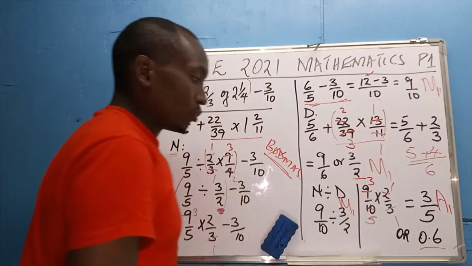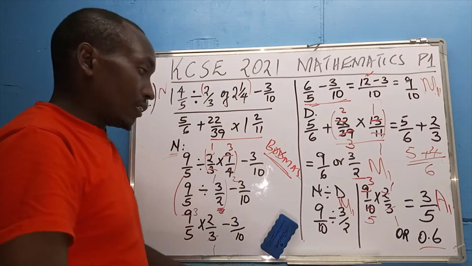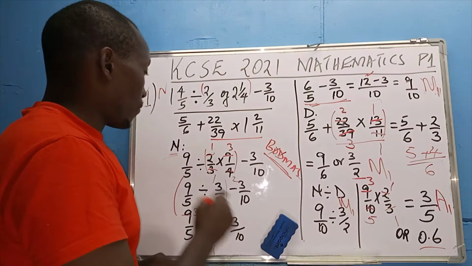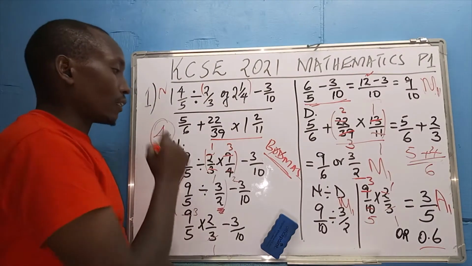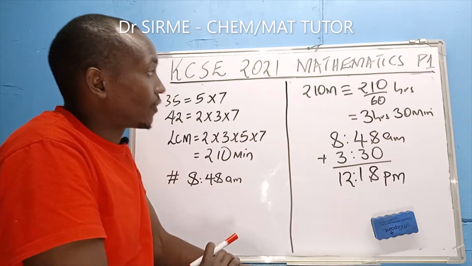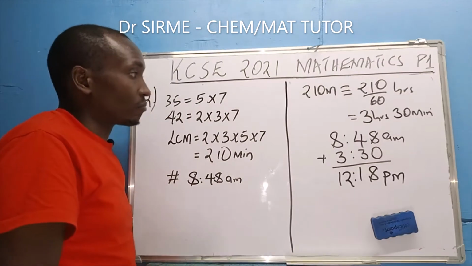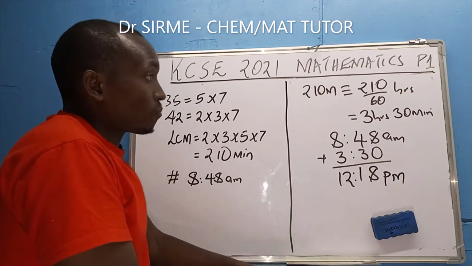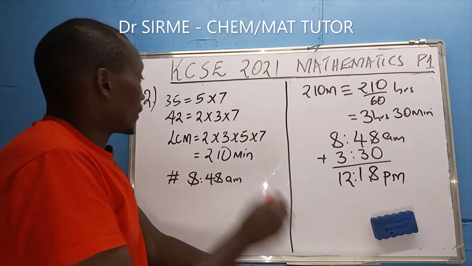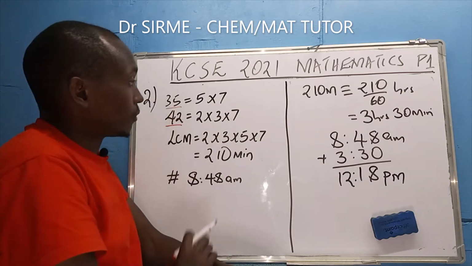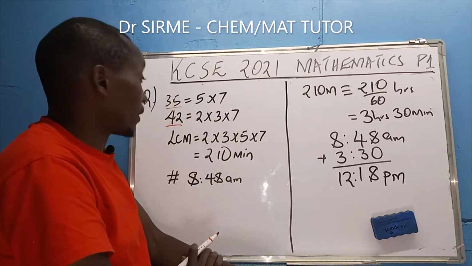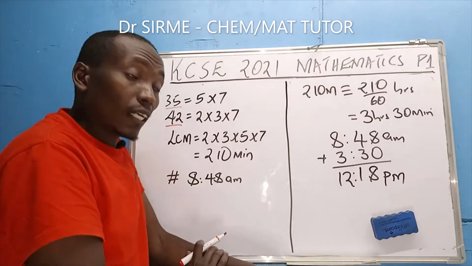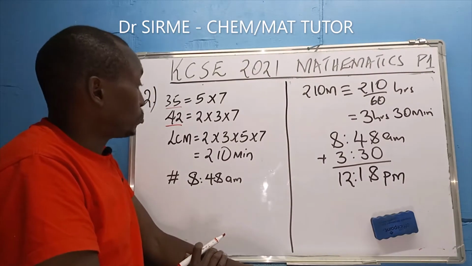Otherwise, if the student is able to write it in decimal, still that is correct for the 4 marks. Question number 2, a question on LCM. Question derived from Form 1 syllabus. You're given that there are 2 bells, that these bells are going at an interval of 35, the other one goes at an interval of 42 minutes.